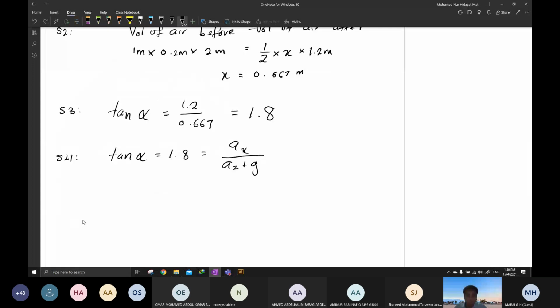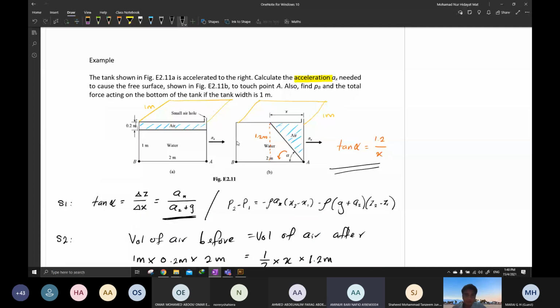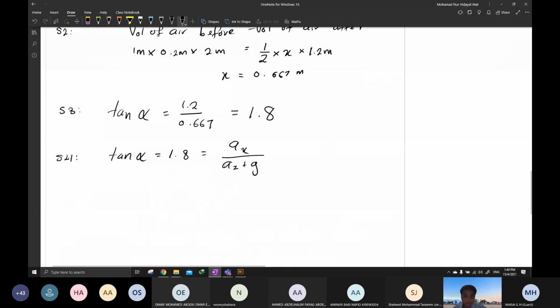Do you think we have acceleration in the Z component? Do you think this motion is involved in the Z direction? This is our coordinates. No acceleration, doctor, in Z. Acceleration is only in the x-axis, right? So the acceleration in Z equals 0. We are not involved in the Z direction. So this one cancels. What we get here is 1.8 multiplied by gravity equals AX.